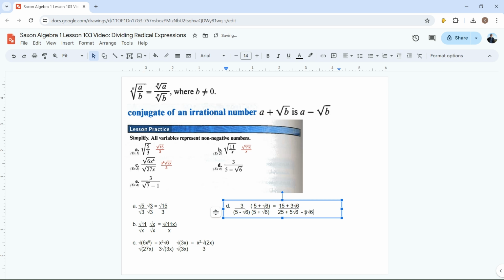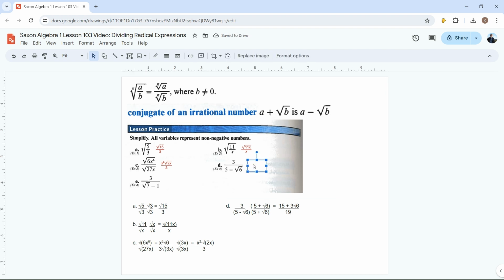That's why we did the conjugate, by the way, because notice what happens to 5 square root of 6. It's plus 5 square root of 6 minus 5 square root of 6, so I'm adding and subtracting the exact same amount. That means that's going to cancel. And then my last term is going to be negative square root of 6 times the square root of 6, which is going to be minus 6. Negative square root of 6 times the square root of 6 is just minus 6. I can evaluate that: 25 minus 6 is 19. And by using the conjugate, you are always going to cancel the square root out of your denominator. So this becomes 15 plus 3 square root of 6 over 19.